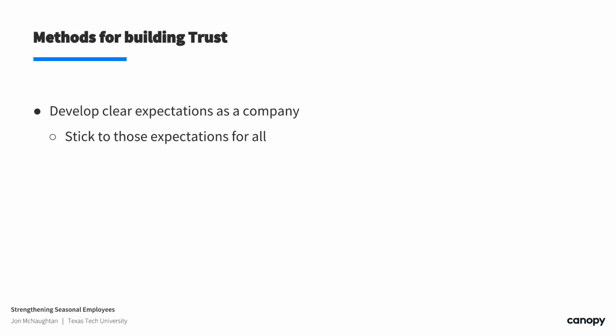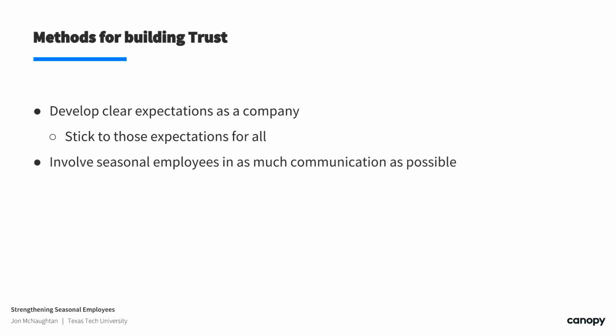Another piece of this trust is involve employees in as much communication as possible. If people feel disconnected, then they're not going to be there. They're not going to feel like they're a part of the organization. And that trust is going to be really hard for us to get. And so as much as we can, we need to communicate with our seasonal employees. And that, I would say that's even year round.